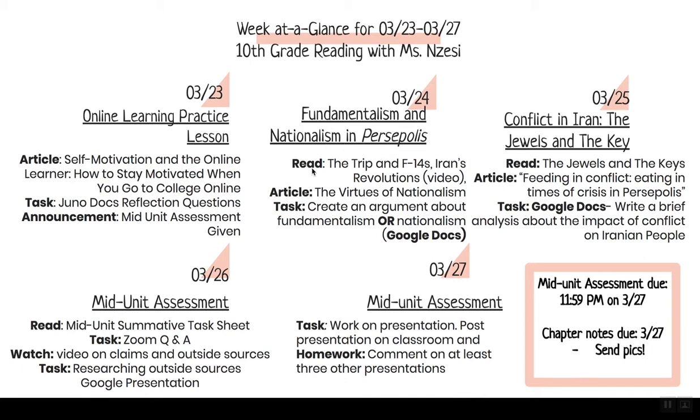So our readings for today will be The Trip and F-14s. We're going to watch a video about Iran's revolutions, and you're going to have to read an article called The Virtues of Nationalism. So you're basically bringing all this information together in order to respond to the task, which is to create an argument about fundamentalism or nationalism. You're only really picking one, and you're doing this in Google Docs, and the assignment, of course, will be on Google Classroom.